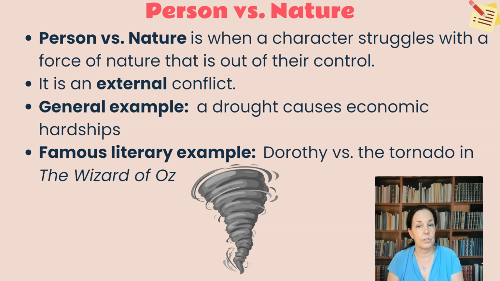It is an external conflict. A general example, a drought causes economic hardships. In case you don't know what a drought is, it's when it's very dry because there hasn't been any rain. A famous literary example, Dorothy versus the tornado in The Wizard of Oz.